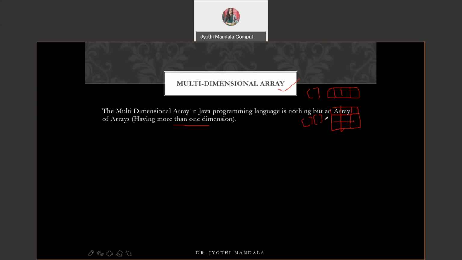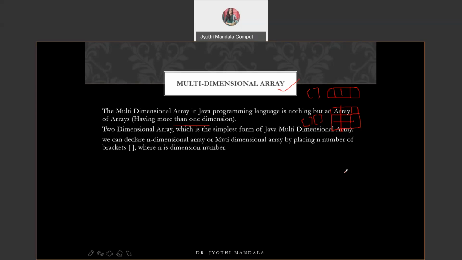Normally, a two-dimensional array is also considered a multi-dimensional array, so let us think in that way also. A two-dimensional array is the simplest form of Java's multi-dimensional array. If you want an n-dimensional array, you need to specify n brackets. That's it. For a four-dimensional array, four brackets need to be specified, and for a three-dimensional array, three brackets. So let us confine ourselves to the three-dimensional array. The way you have done it for the two-dimensional array, it has to be done for three dimensions, four dimensions. Everything is the same. So let us see the three-dimensional array.